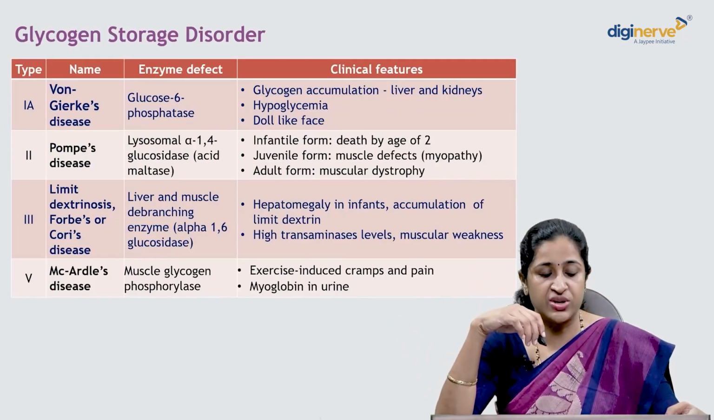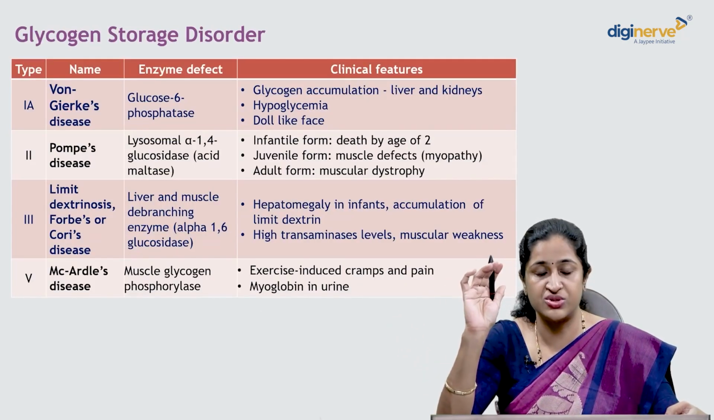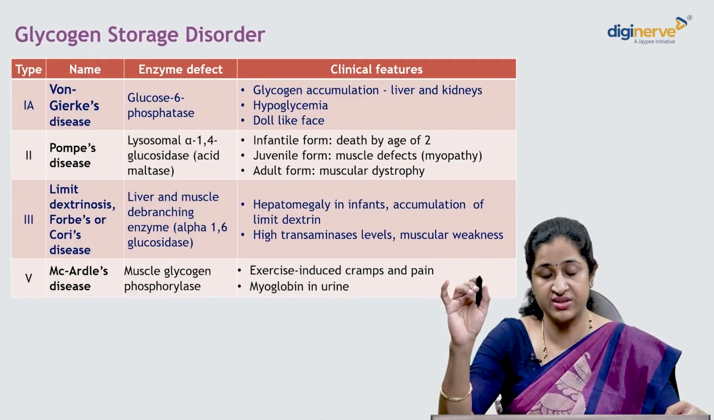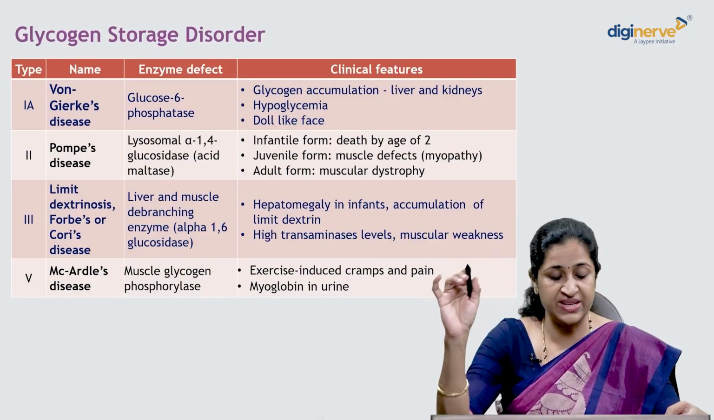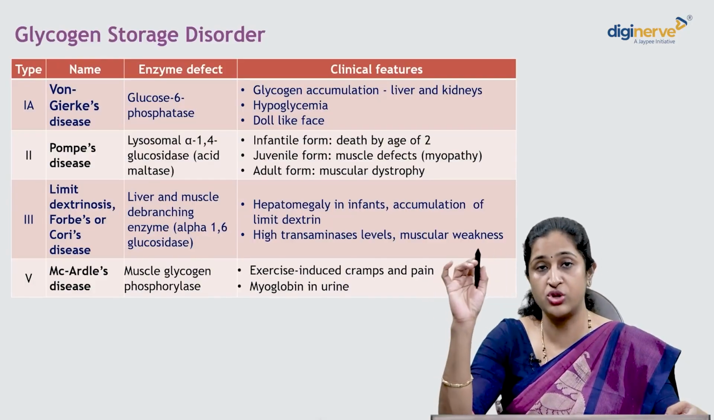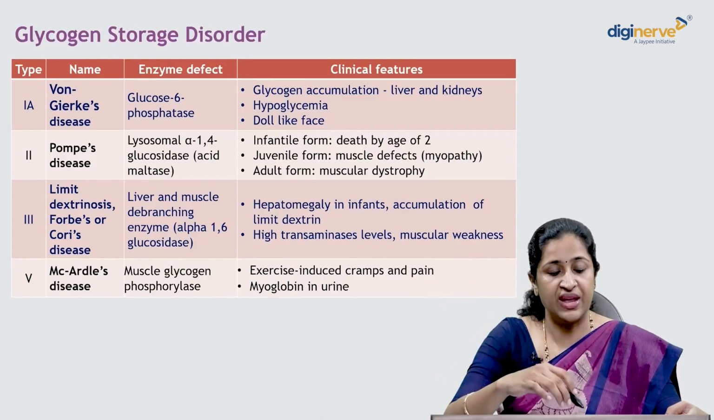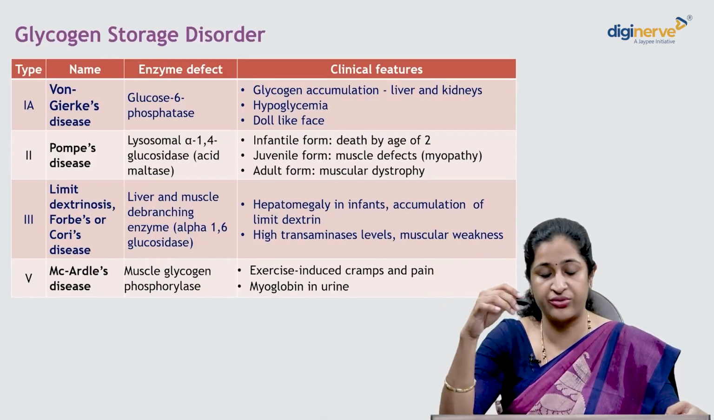Coming to glycogen storage disorders. Now there are 5 types of glycogen storage disorders. Type 1A is Von Gierke's disease. Type 2 is Pompe's disease. Type 3 is Forbes or Cori's disease. Type 5 is McArdle's disease. Now we will be discussing these 4 first.